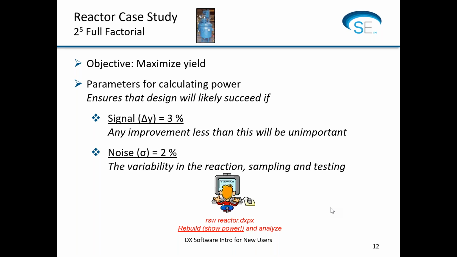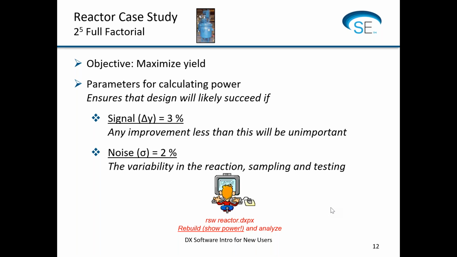We recognize that there is variation in the system, those noise factors that are at play, and we need to create a strong enough signal. In other words, the factors that we're studying have to give us a strong enough signal that we can see it relative to the noise in the system. So what we do is we use a concept called power in order to decide whether or not we're collecting enough data to accomplish the goal. And we have to take a decision of what the delta Y is and the sigma.